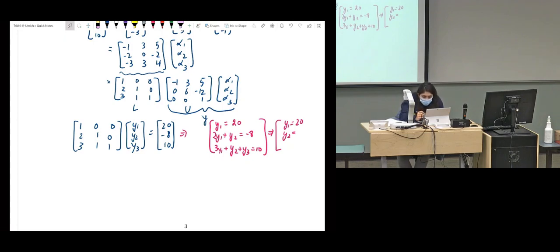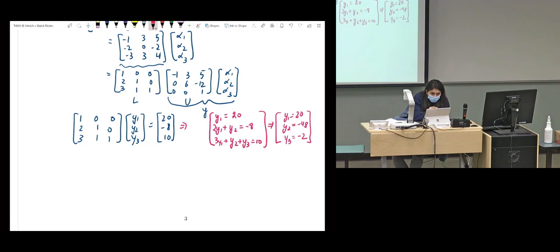y2 equals -48, and then y3 equals 60 minus 48 is 12, is -2, if I'm not wrong. Can't find it in my solutions right now. Okay. Let's see if that's correct.